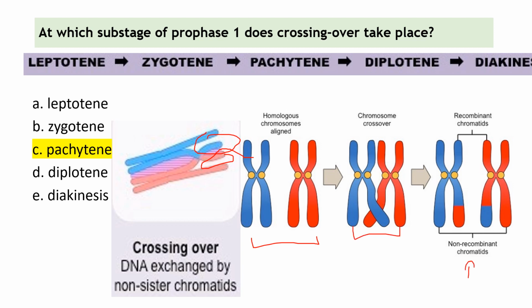Okay, so pretty easy. The diakinesis is wrong because it's the end. Leptotene is when the chromosomes start condensing. Zygotene is when the synapses start, and diplotene is when you can see the chiasmata, but the synaptonemal complex starts disappearing. So the only correct answer is the pachytene.